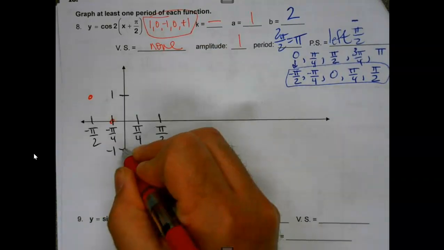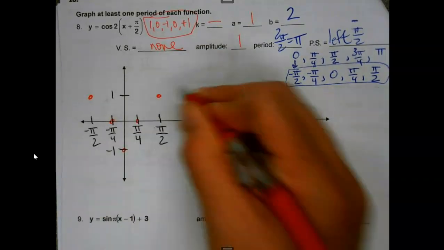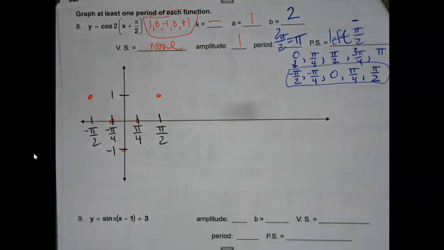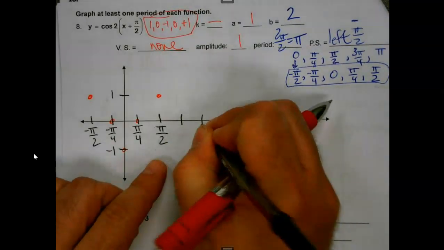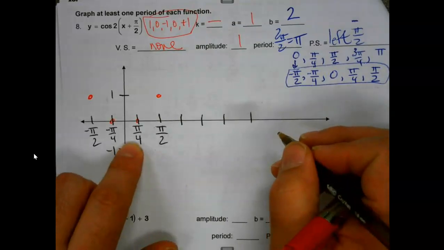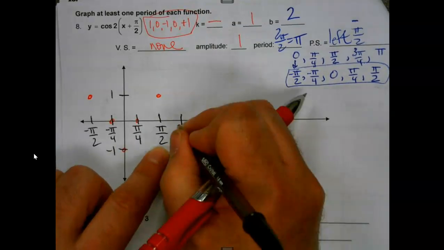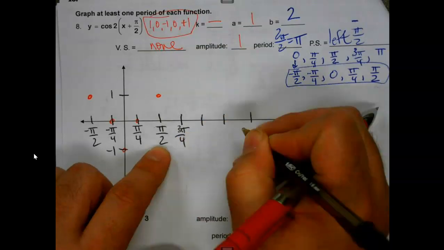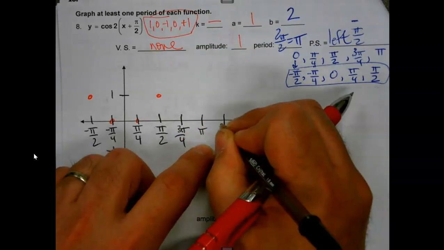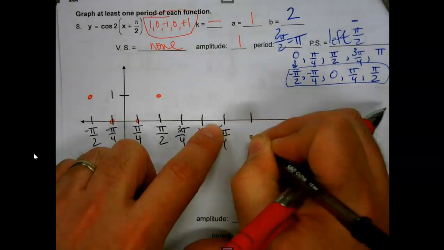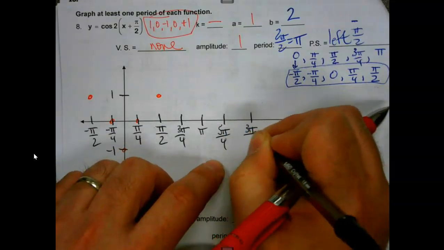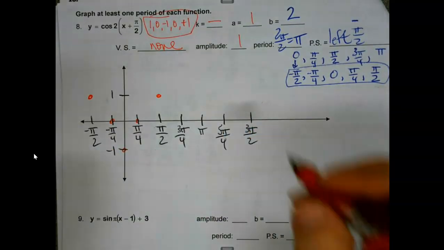Down, up, up. This time, I know it says only one period. I'm going to keep stretching it, though, just to prove a point. 1 pi over 4, 2 pi over 4, 3 pi over 4, 4 pi over 4, 5 pi over 4, 6 pi over 4. The pattern just keeps going.